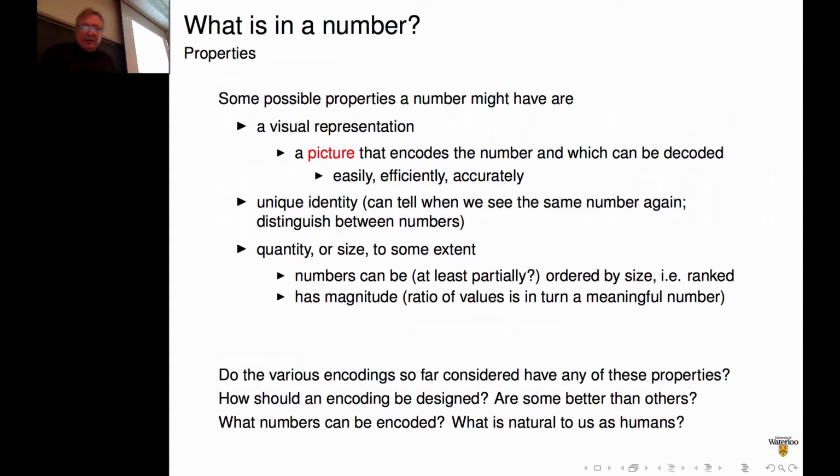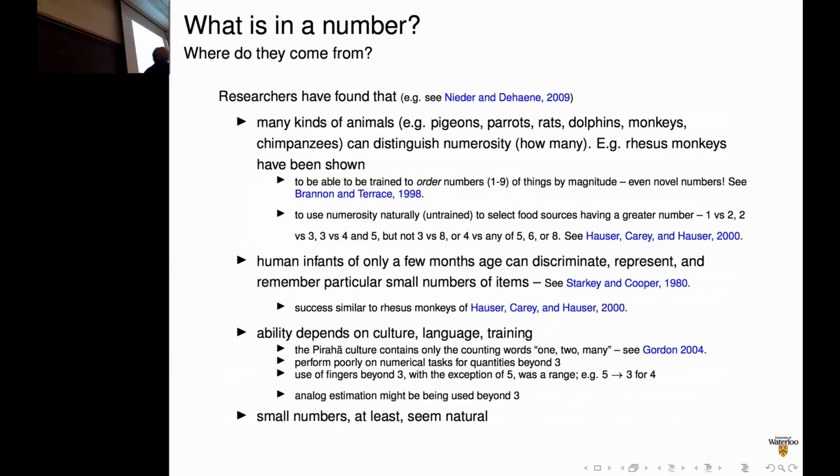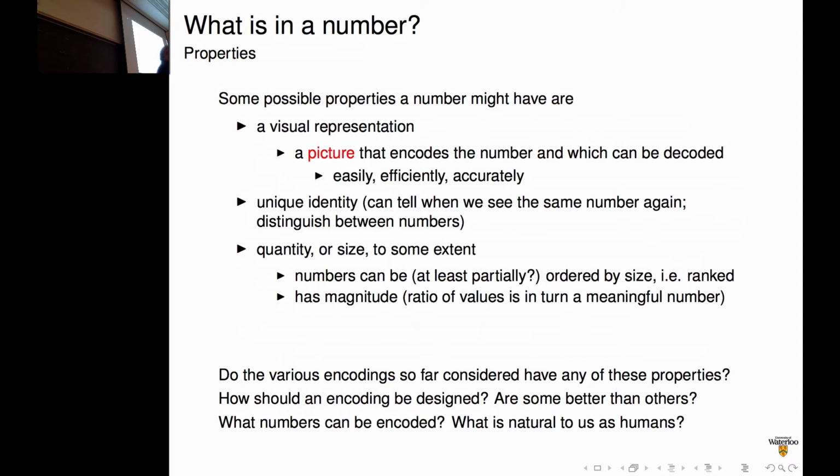satisfy these properties. So you think about the barcode or the QR code, it certainly fails badly on this if we're doing the decoding. It does it really well if a machine's doing the decoding, right? But it's not so good for us. Certainly wins on this unique identity. Although as it becomes more complicated, for us it may be difficult to tell different QR codes apart. And you can encode a magnitude, the absolute magnitude of the value. So what we want to think about is, well, what numbers can be encoded and what's natural to us as human beings?